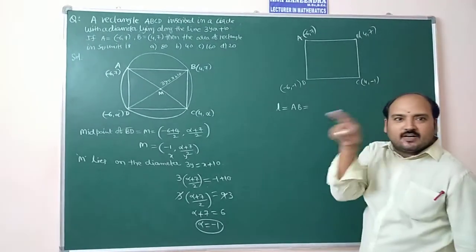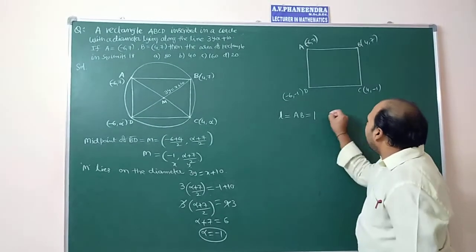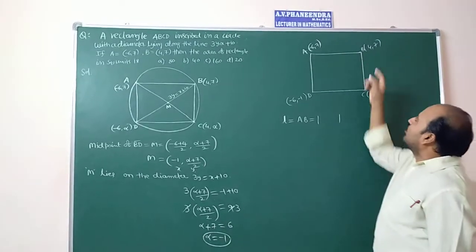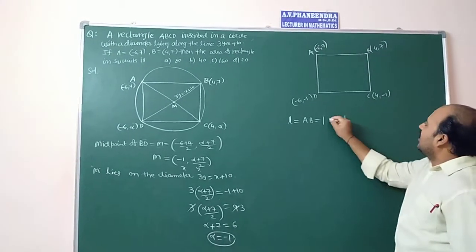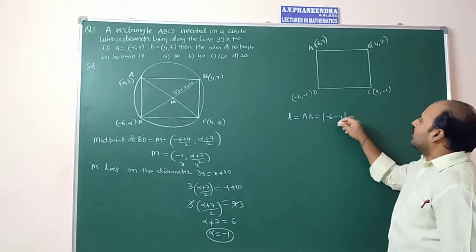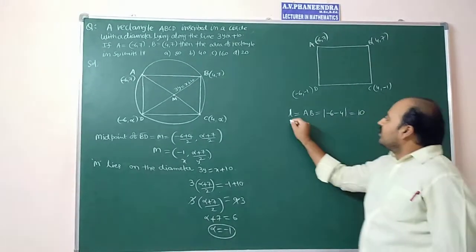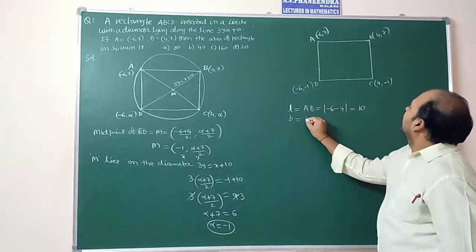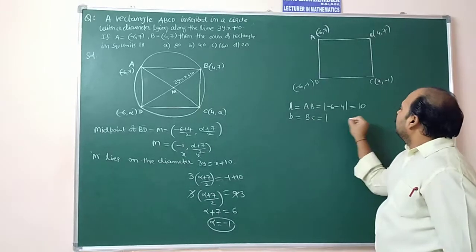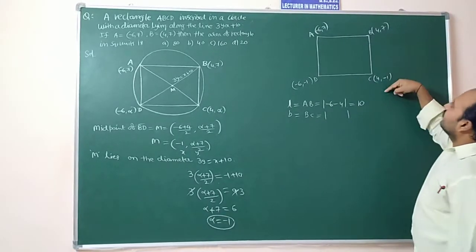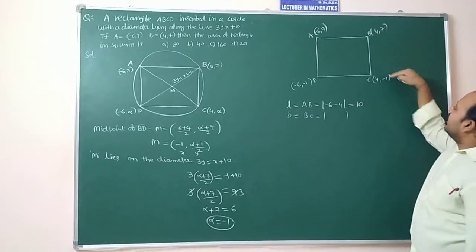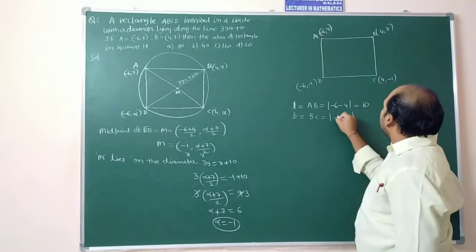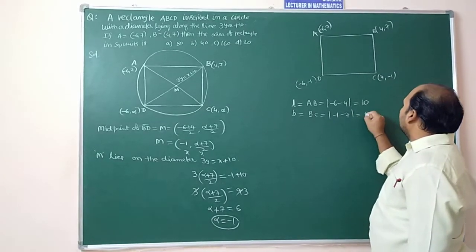No need to apply the square root of (x2 - x1) whole square. Whenever y coordinates are equal, the distance between these 2 points is the difference of x coordinates. |-6 - 4| = |-10| = 10. Breadth B is equal to either BC or AD; I am taking BC. In BC, whenever x coordinates are equal, the difference of y coordinates is the length of this one. So |-1 - 7| = |-8| = 8.